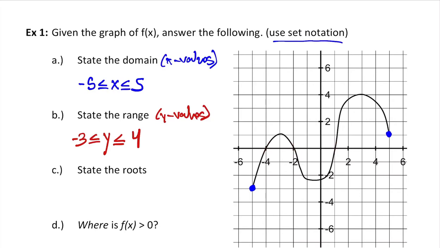There's a couple ways you can do this. I like to just go x equals and write the roots down. So -4, -2, and 1. You could also use a set notation there with the braces, whatever's easiest for you.